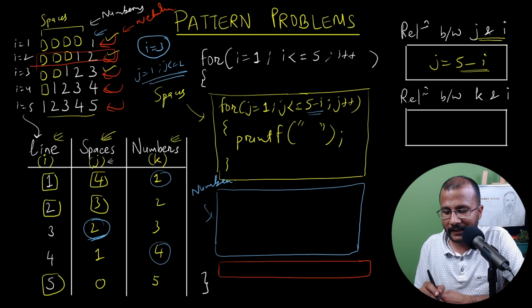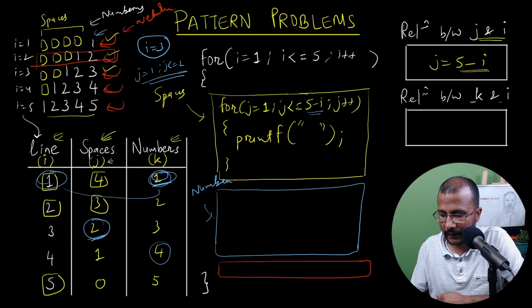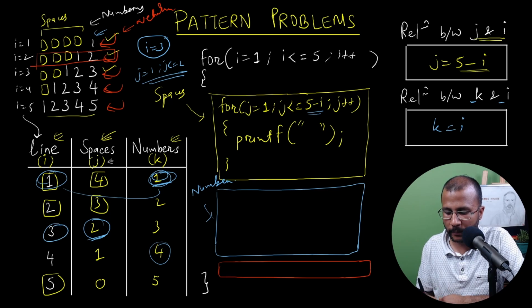Now after you print spaces in each line, what you print is total numbers, right? The relationship between the total numbers to be displayed and the line number is exactly the same. So if the total number of values to be printed is represented by k and line numbers by I, I can write k is equal to I, because in line number 3 you print 3 numbers, in line number 5 you print 5 numbers, in line number 4 you print 4 numbers.